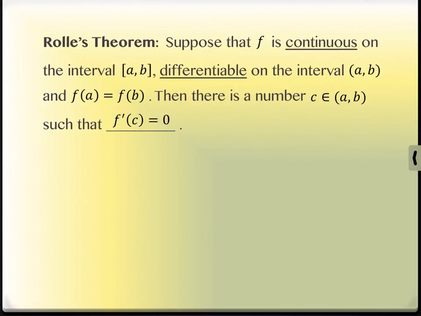All right, Rolle's theorem says to suppose that f is a continuous function on the closed interval AB, and it's differentiable on the open interval AB, and the endpoints have the same y value, f of A equals f of B. And according to this theorem, there is a number between A and B where the derivative is 0.